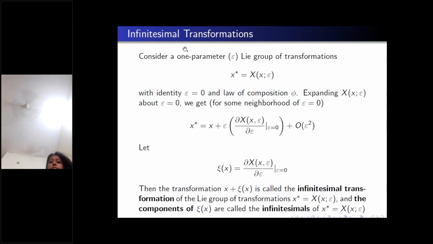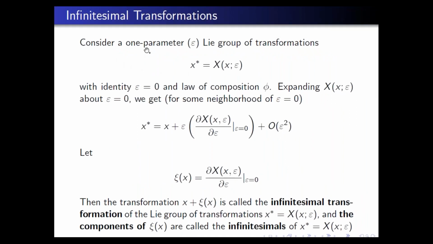Now let us talk about infinitesimal transformation. What is an infinitesimal transformation? Consider a one parameter Lie group of transformations x star is equal to X(x, epsilon) with identity epsilon is equal to 0 and law of composition phi. Expanding this capital X about epsilon is equal to 0, we get, for some neighborhood of epsilon is equal to 0, x star is equal to small x plus epsilon times the partial derivative of X with respect to epsilon at epsilon is equal to 0, plus terms of order epsilon square.